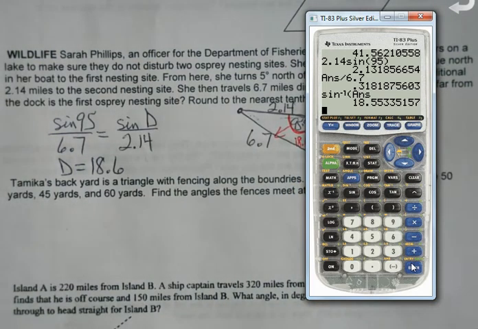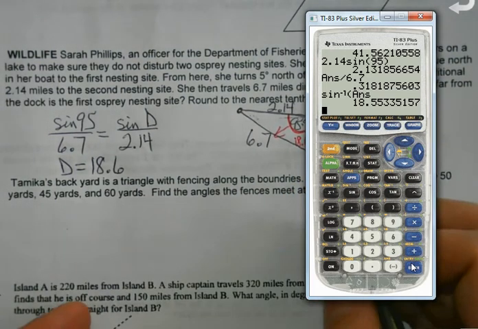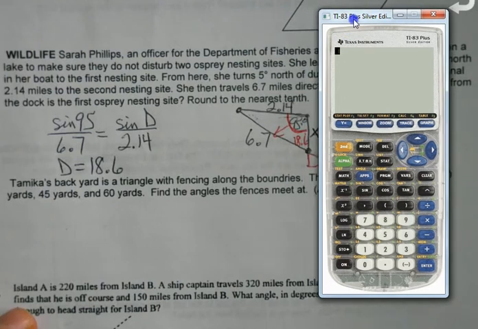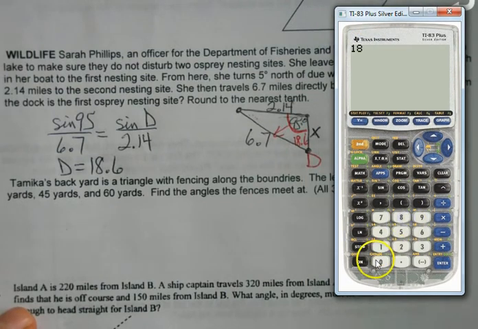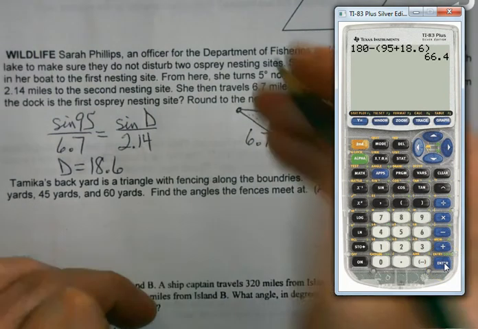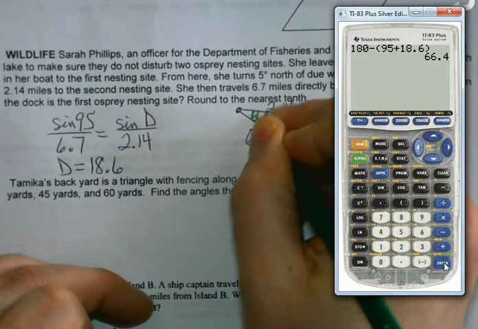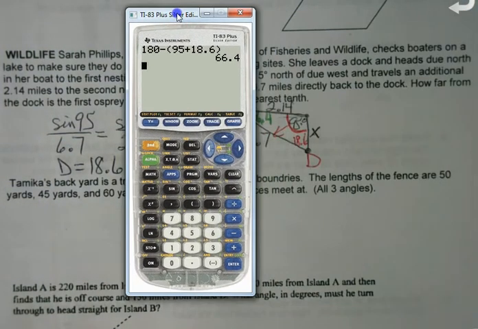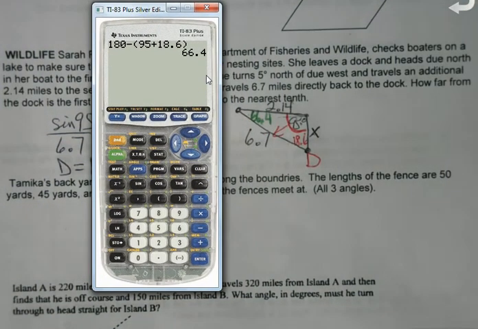And now I can at least get my other angle so I can find what I'm looking for. So here, I'm just going to quickly do, as I move this over, 180 minus the sum of 95 and 18.6. 66.4, and thankfully we are almost there. Sometimes we have to do a little more work than we'd like.